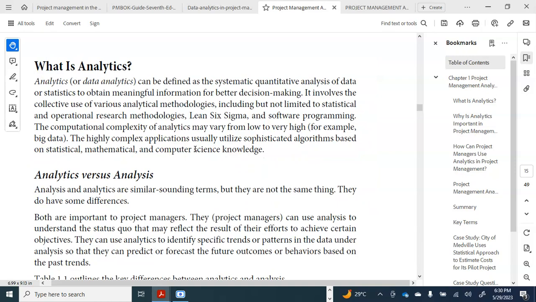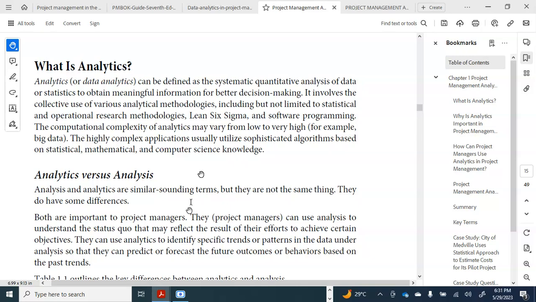The reason why you're analyzing the data is to make decisions and also to report on the status of your projects, to report what is happening. Through analytics, you'll be able to know what is happening in that project, and you can predict what will happen. So it involves the collective use of various analytical methodologies, including but not limited to statistical and operational research methodologies, Lean Six Sigma, and software programming.